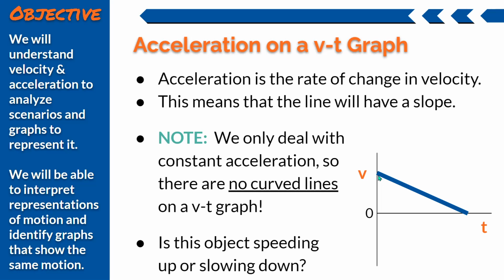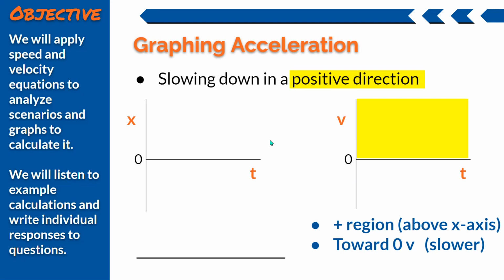So this would be an example of an object. Actually, I'm going to ask you, is this object speeding up or slowing down? Slowing down, because it's actually stopping, okay? It's moving forward, and it is slowing down. And it has a uniform change in velocity, which means it has constant acceleration. All right, so let's look at slowing down in the positive direction. That's what we just looked at. It looks like this, slowing down in the positive direction.